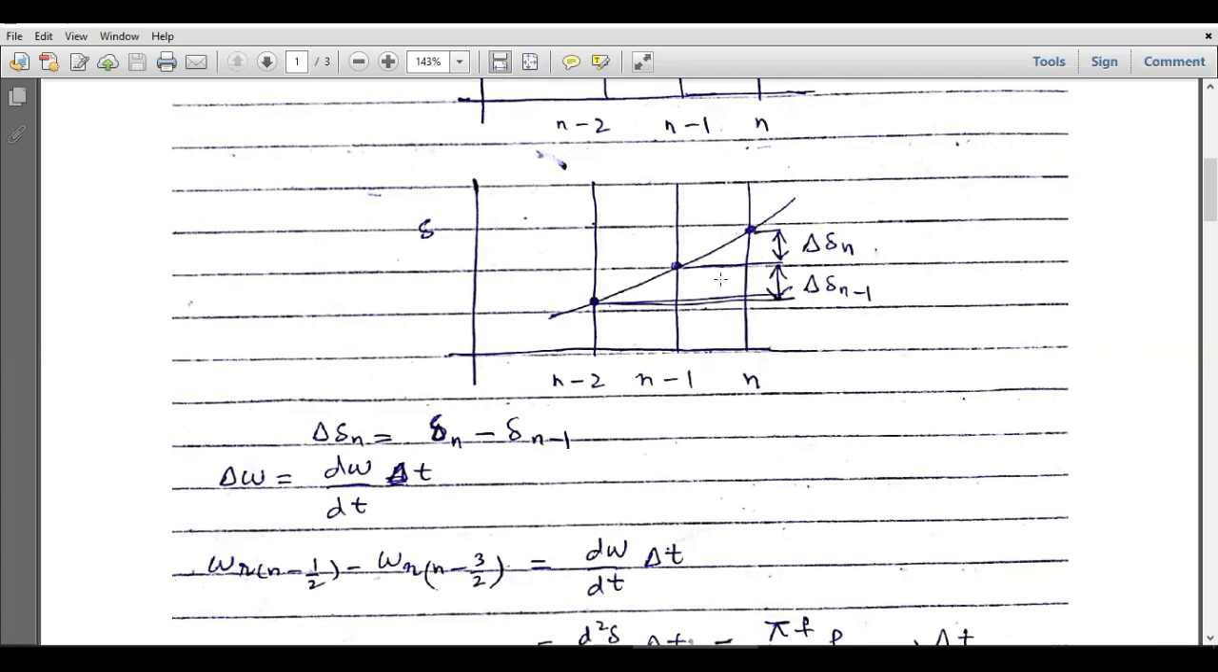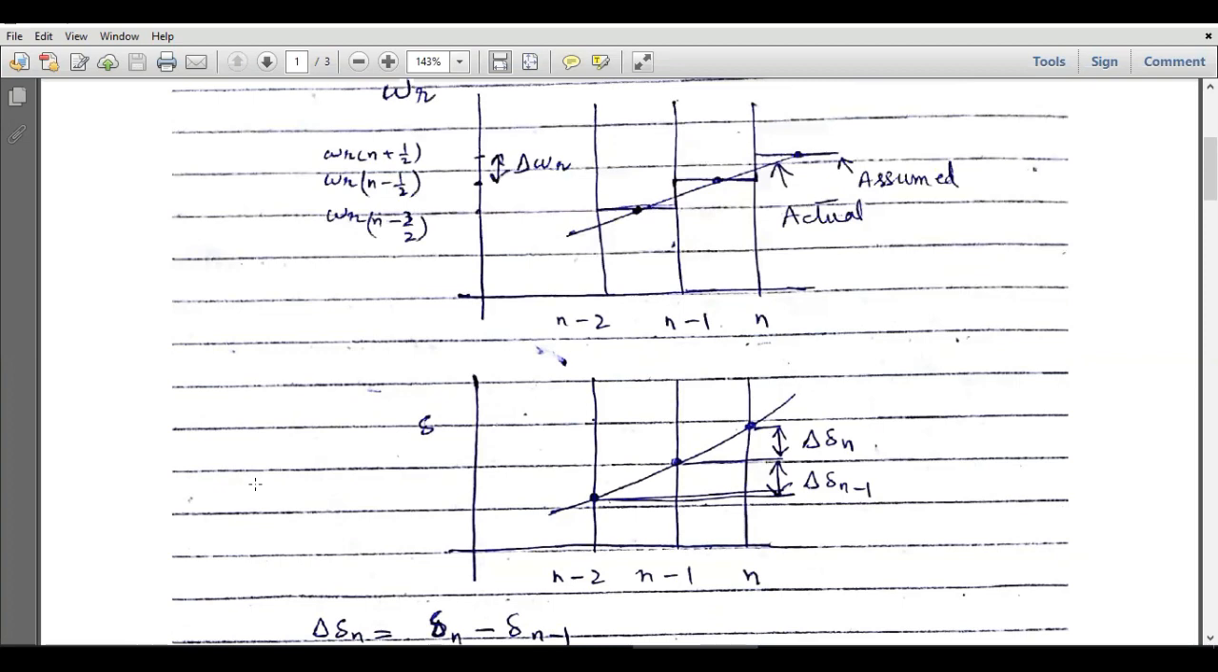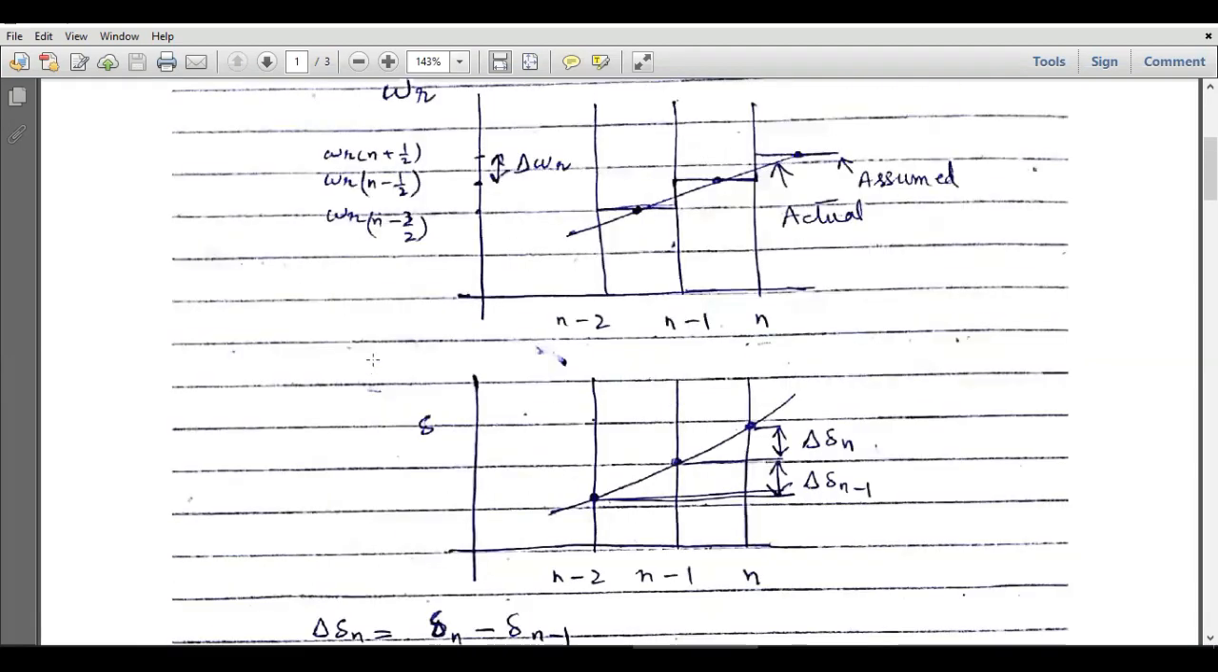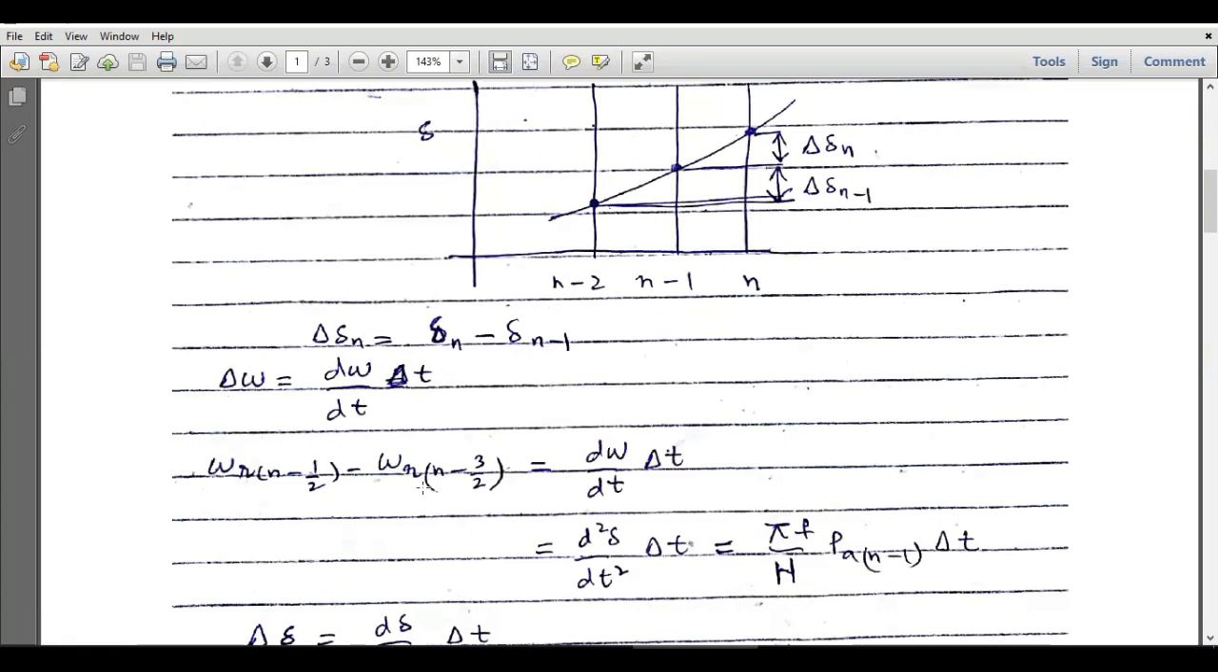So now let's start solving the swing equation, and we will start the solution by assuming delta delta n equal to delta n minus delta n minus 1. And we know that delta omega over delta t is equal to d omega over dt when delta t is very, very small, or delta t approaches 0. So delta omega can be written as d omega over dt into delta t, and delta omega is equal to omega r at n plus 1 by 2 minus omega r at n minus 1 by 2. And this is also delta omega, which is omega r at n minus 1 by 2 minus omega r at n minus 3 by 2. So this is also delta omega, and it is equal to d omega over dt into delta t.